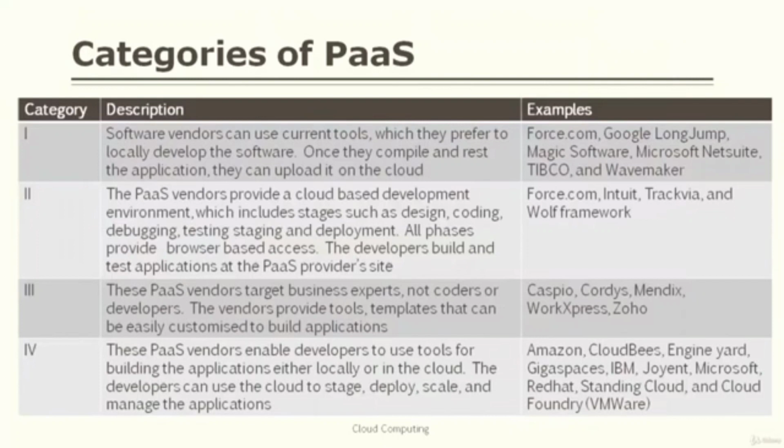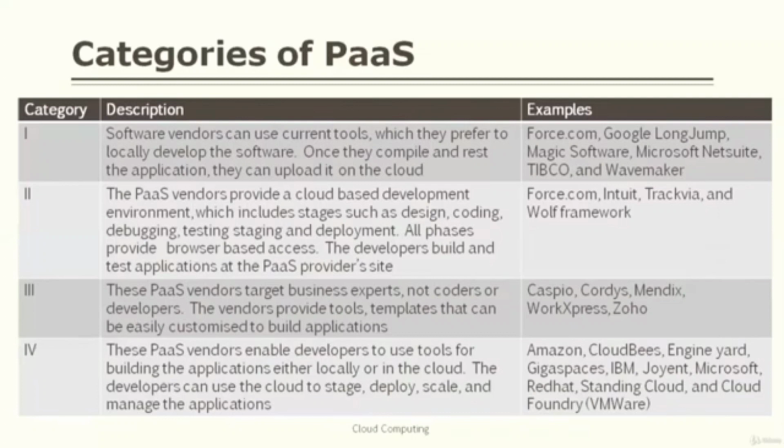What is category 2? The PaaS vendors in category 2 provide a cloud-based development environment, which includes stages such as design, coding, debugging, testing, staging, and deployment. All phases provide browser-based access. The developers build and test applications at the PaaS provider site. What are the examples? Force.com, Intuit, TrackVia, and Wolf Framework.